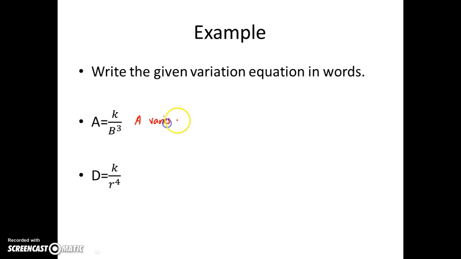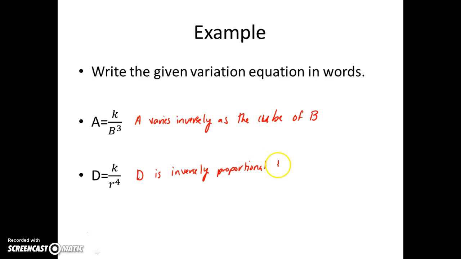A varies inversely as the cube of B. And the second one, I'll use the other. So D is inversely proportional to the 4th power of R. So again, you could either have used varies inversely in both or inversely proportional in both, or you could have mixed it up like I did.